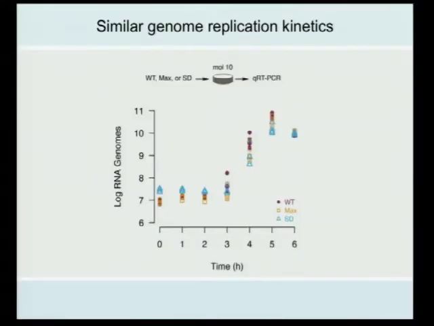In terms of RNA synthesis, this is an RT quantitative PCR assay measuring the number of copies of RNA genomes, and you see there's no difference over the course of infection in HeLa cells. But there was a difference, and the difference was in the fitness distribution in a plaque assay.